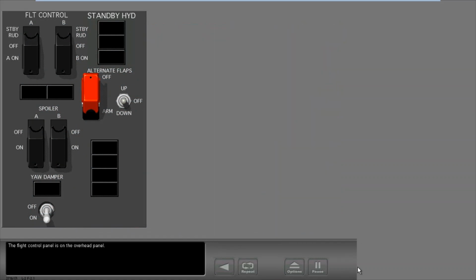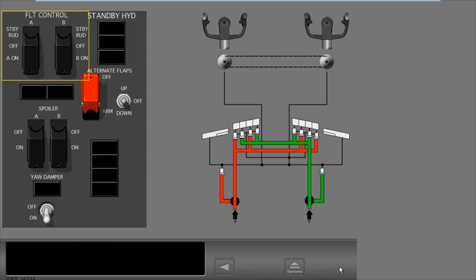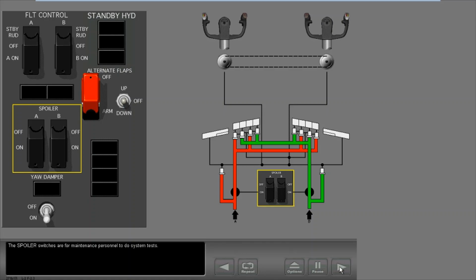The flight control panel is on the overhead panel. The flight control switches are usually in the guard closed on position, which lets the related hydraulic system supply power to the flight control system. The spoiler switches are for maintenance personnel to do system tests.